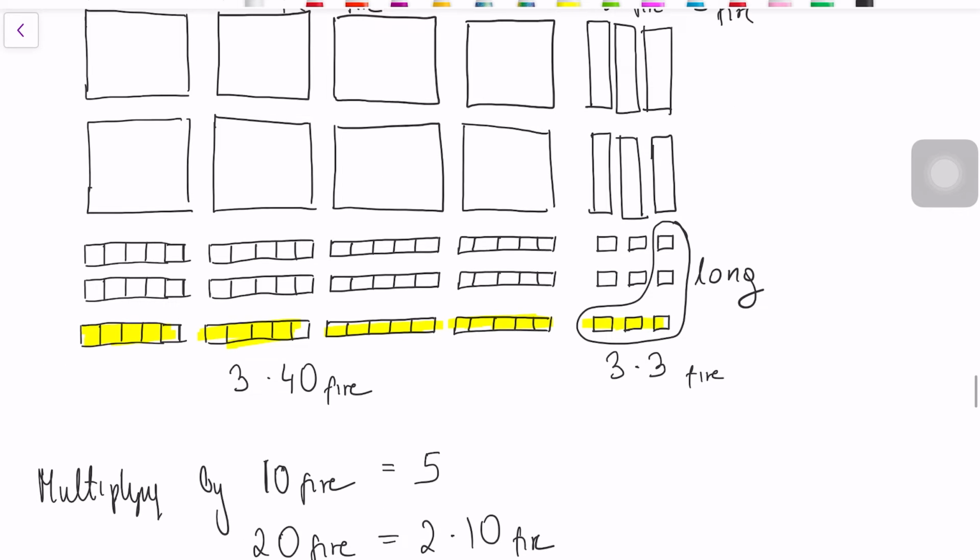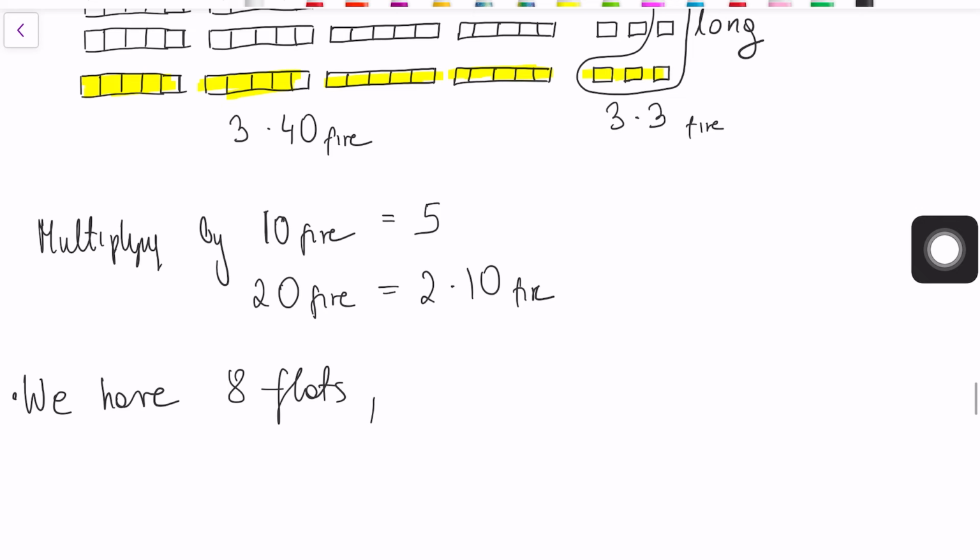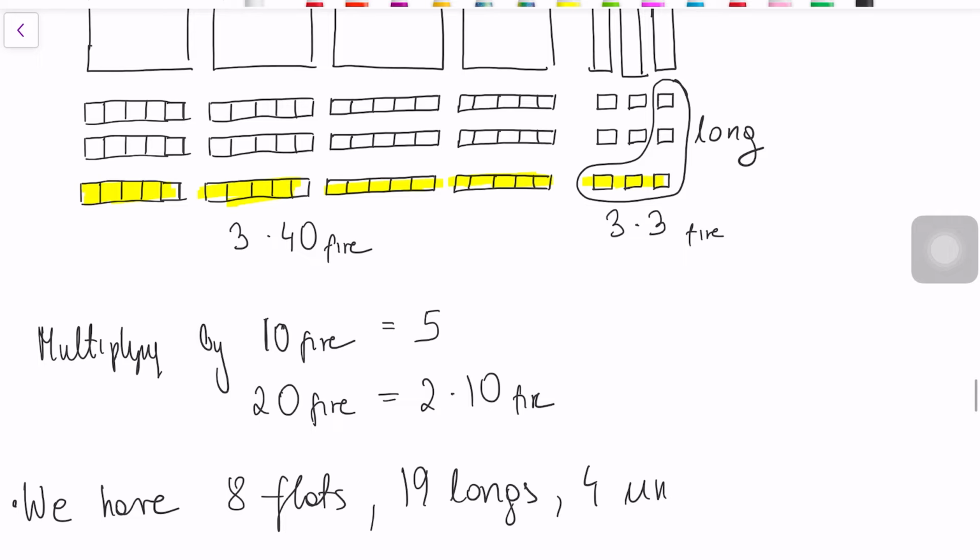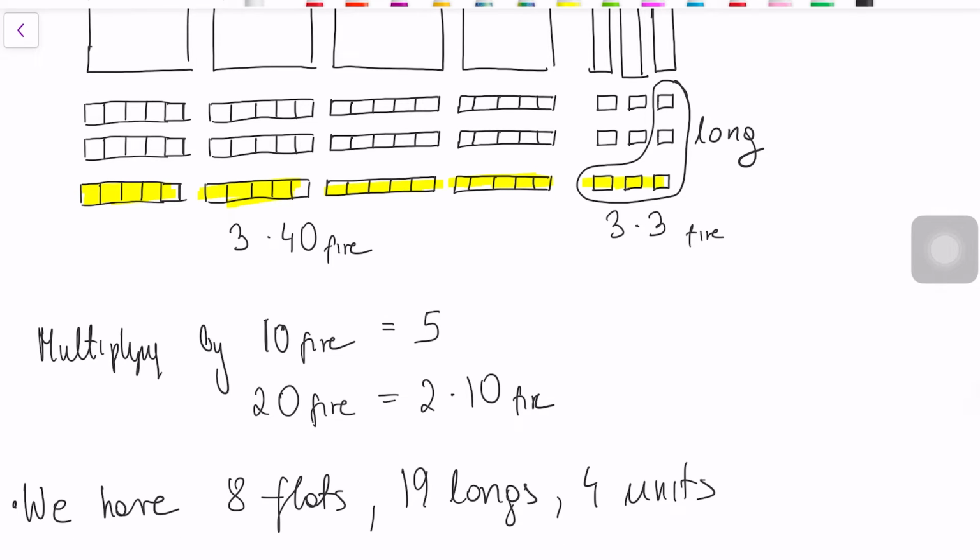Now, how many longs? We have 1, 2, 3 by 4, so this is 12 longs here. This is plus 6, so that's 18 longs. And this is one long we created from those units, right? So now we have 19 longs and 4 units. But from there, remember, whenever you have 5 longs, they will become flats.